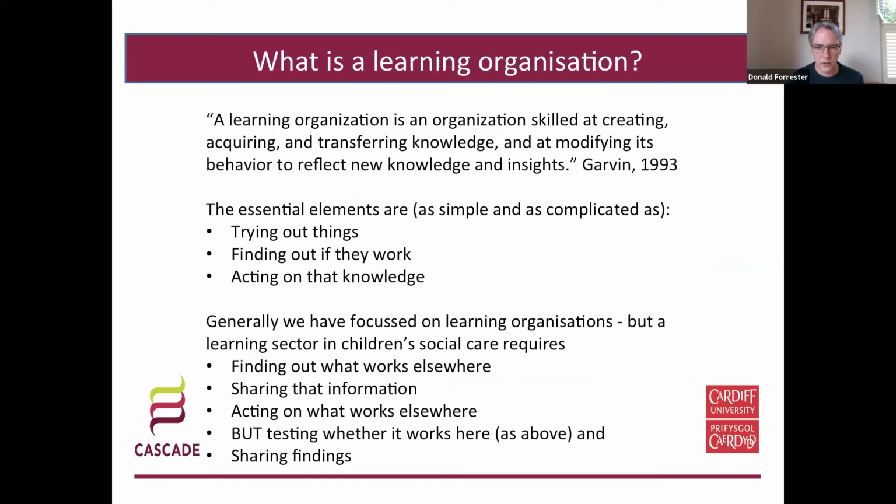There's various definitions of learning organization, but I still like Garvin's best because it's the simplest, I think. A learning organization is an organization skilled at creating, acquiring, and transferring knowledge and at modifying its behavior, crucially, to reflect new knowledge and insights. So thinking about what I'm proposing, the core process is trying out new things, finding out if they work, acting on that knowledge. But we also have a bigger secondary process, which is across the sector. We need to be finding out what works in other places, sharing that information, acting on what works elsewhere, but testing whether it works here.